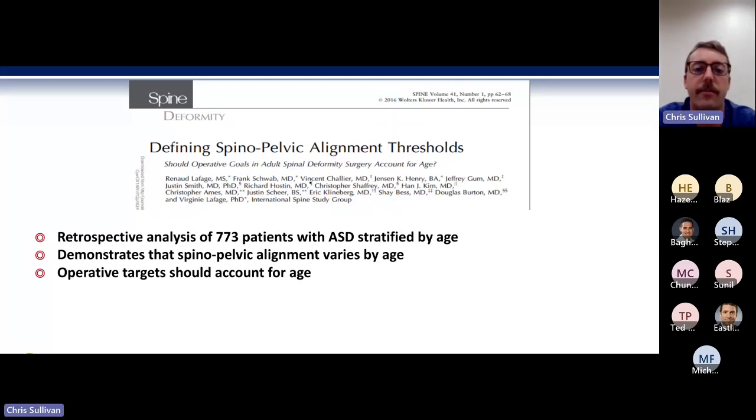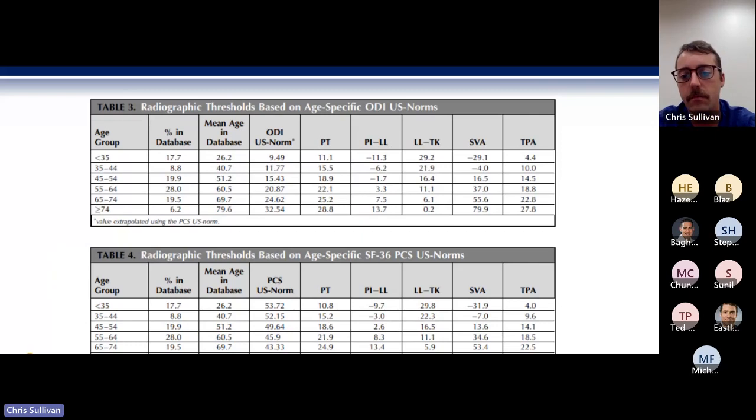But as we break this down, the alignment thresholds should also account for age. This was a retrospective analysis of over 770 patients with adult spinal disorder. They were stratified by age, and it demonstrated that people generally tolerate increased sagittal plane deformities as they get older, as they say, life is a kyphosing event. That's somewhat of a natural compensatory mechanism as people age. And so our operative targets should also account for age, and we should not treat everybody the same.